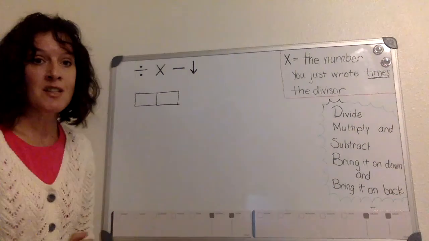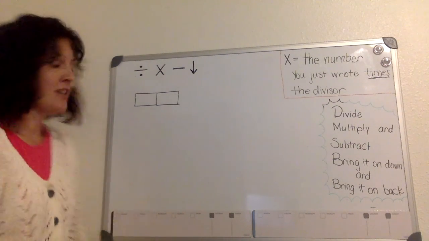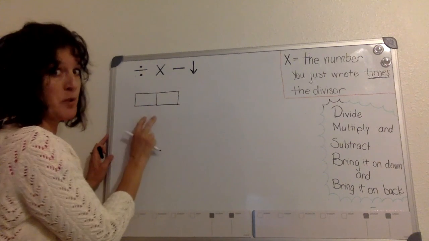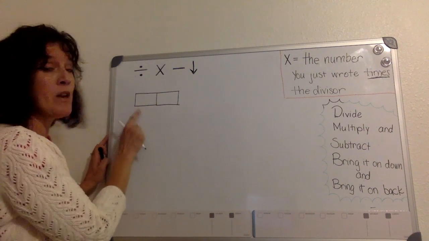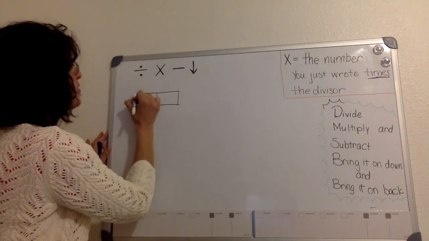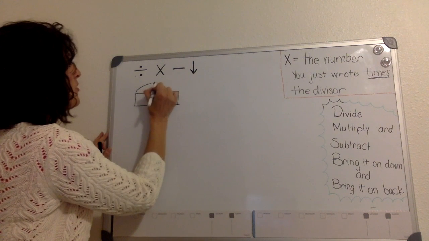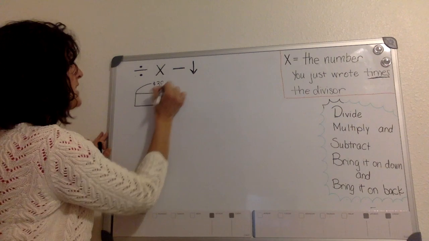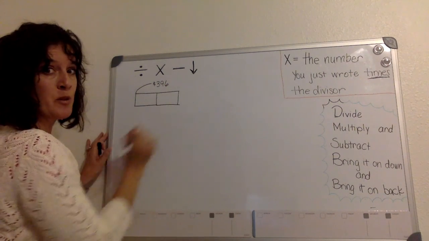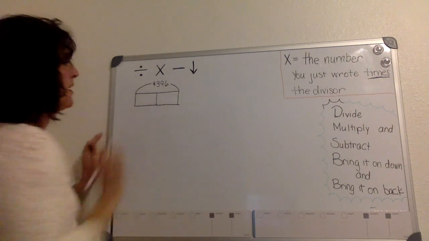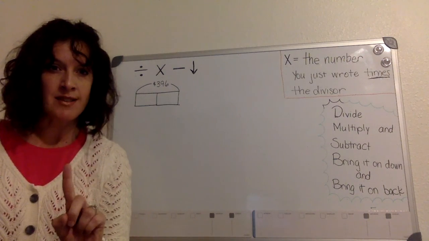My unit is going to be one bike. Here's my two bikes. I don't know how much one bike costs yet, but I do know that two bikes cost $396. I hope you can read that. I think so. How much does one bike cost?